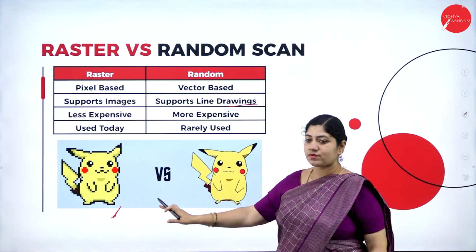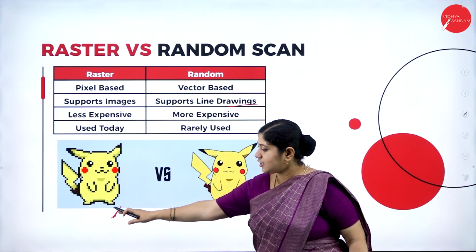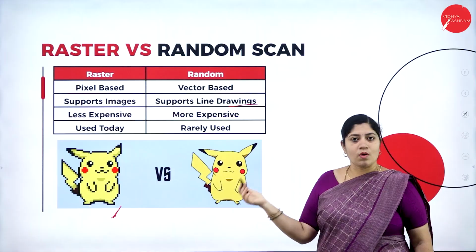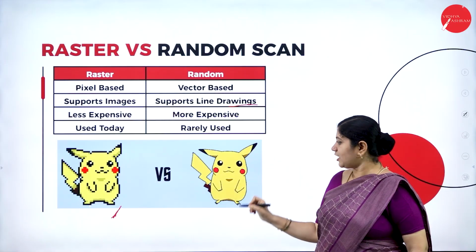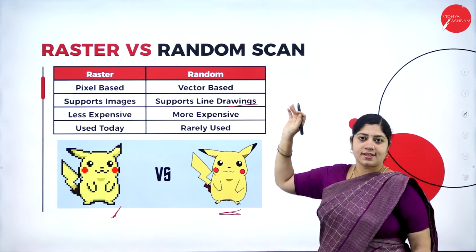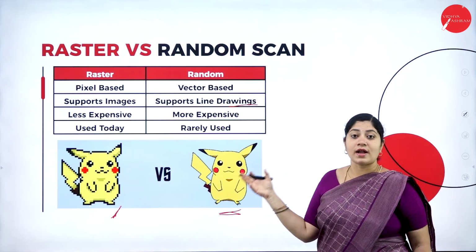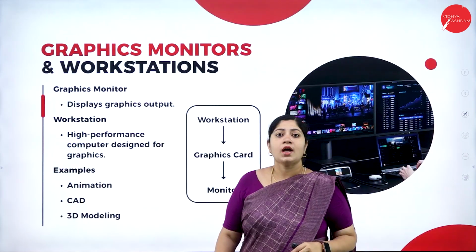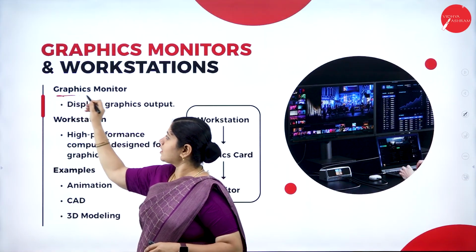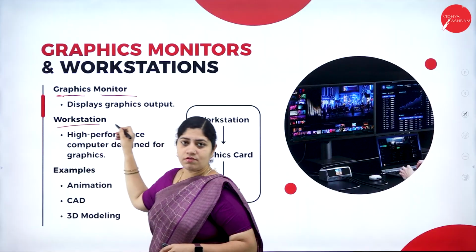So see the difference of the scanning. This is an image with the raster scan, and this is an image with the random scan. Obviously, for real-time complex applications, we have to go with our vector based scanning method, which is our random scanning. Clear? Up next, the topic that we discuss is a simple graphics monitor and a workstation.